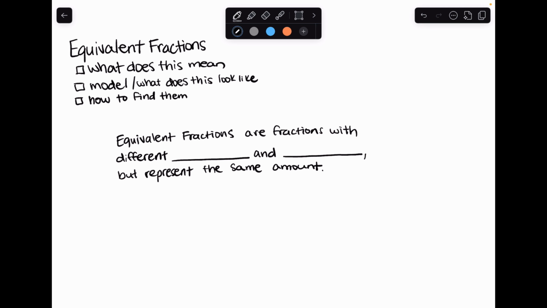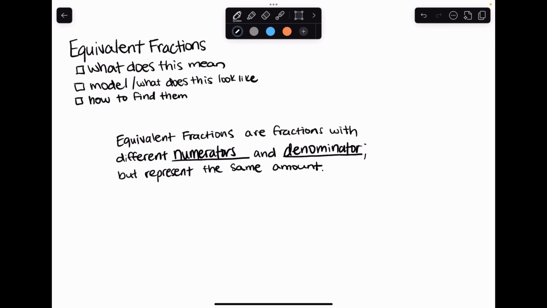So we're going to talk about three things. What does this mean? We're going to model and we're going to show what it looks like. And then I'm going to show you how to find them. So equivalent fractions are fractions with different numerators and denominators, but represent the same amount.